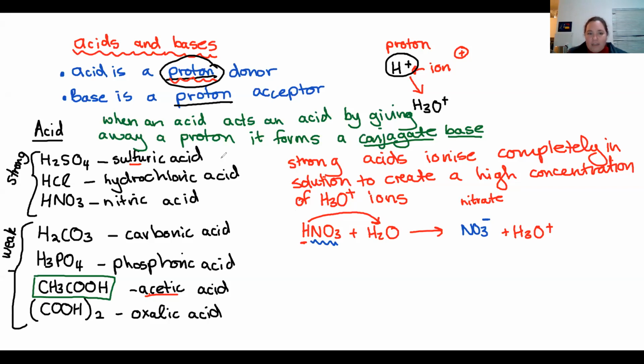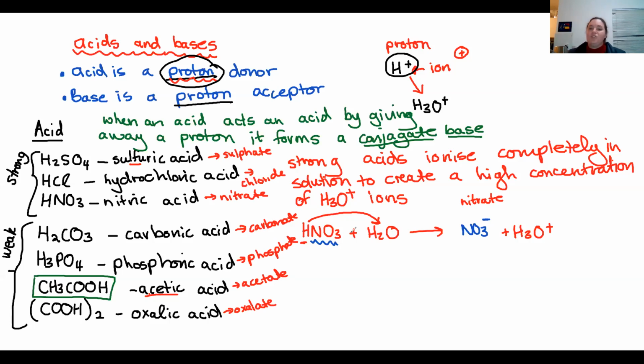So sulfuric acid will produce a sulfate. This is just for you to know, that's what it produces. Hydrochloric acid will produce a chloride. Nitric acid will produce a nitrate. Carbonic acid will produce a carbonate. Phosphoric acid will produce a phosphate. Acetic acid will produce acetate. And oxalic acid will produce oxalate.